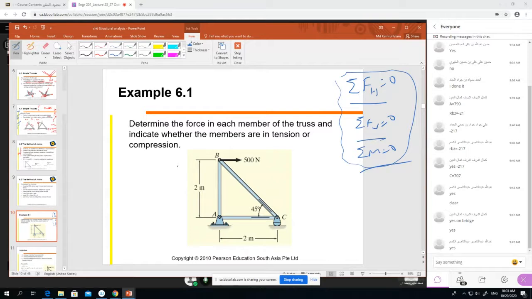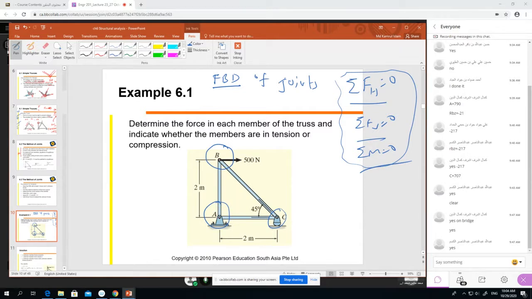Now, joint method. This is the example. We'll start the joint method. If you want to know something, then we have joints. We have joint A, joint B, joint C, right? Now first we have to draw the free body diagram. Free body diagram of the joints. That is, we have to do it first.